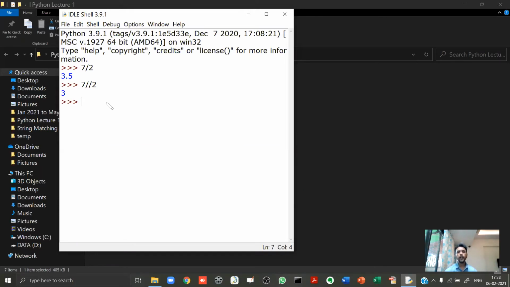Now again, there is something unusual over here. When you do C and Java programming, when you divide one integer by another integer, the answer is also an integer. But that is not the case in Python. In Python, this division operator will give you the actual quotient, whereas the floor division operator is used to get only the integer part of the quotient.